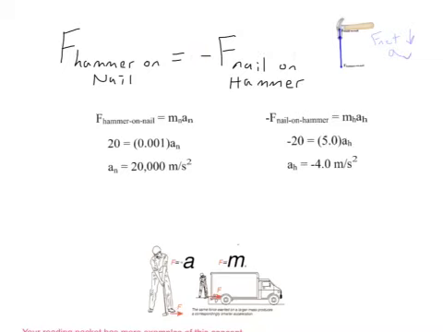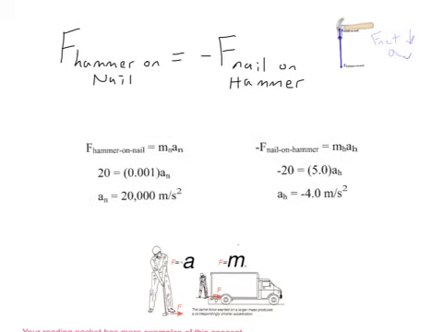So let's imagine the hammer exerts, say, a 20 Newton force on the nail, and let's look at the acceleration for each object. For the hammer on the nail, the force of the hammer on the nail is equal to the mass of the nail times the acceleration of the nail, because we look at just the nail. So this 20 Newton force with a mass of 0.001 kilograms will give us an acceleration on the nail of 20,000 meters per second squared.